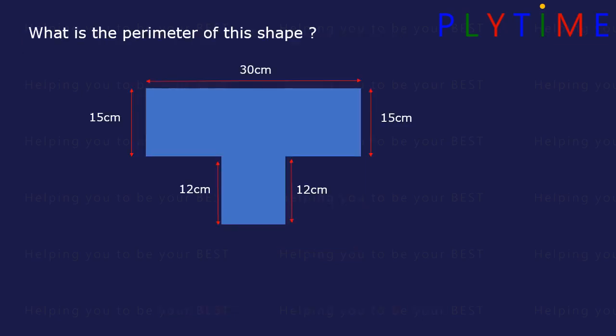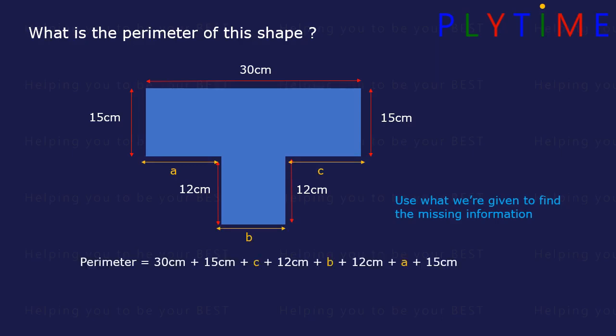What's the perimeter of this shape? Use what we're given to find the missing information. The perimeter is the addition of all the edges all the way around the shape. So it would include A, B and C. We need to find out what A, B and C total.